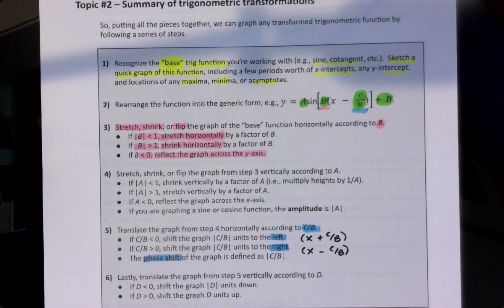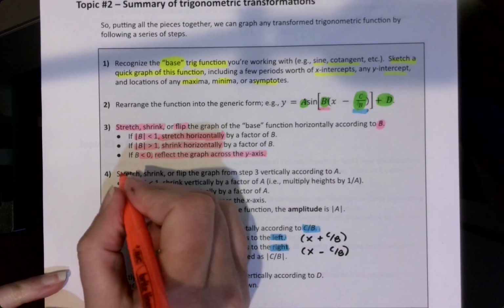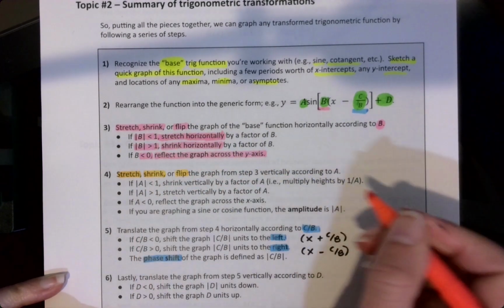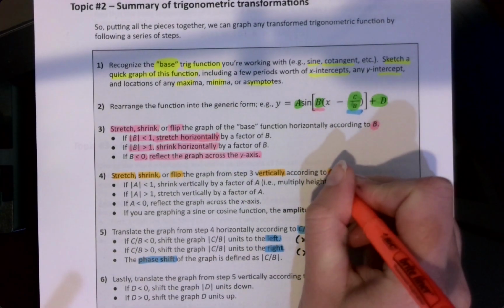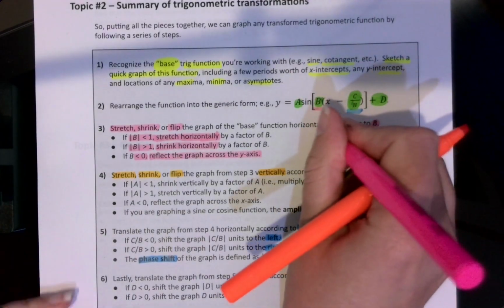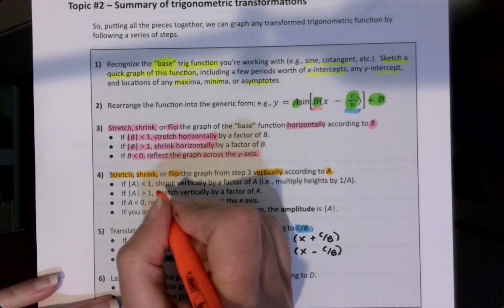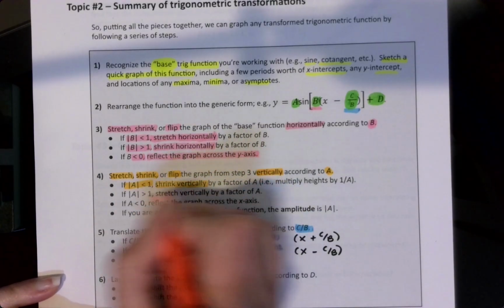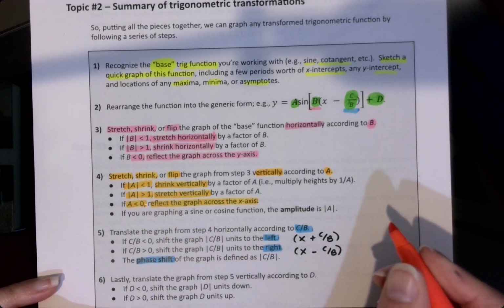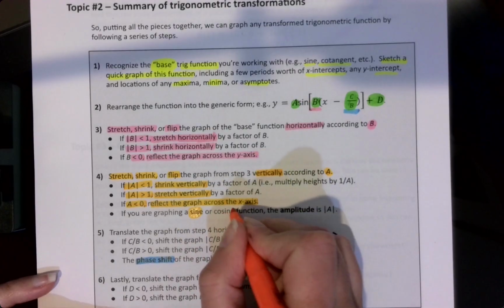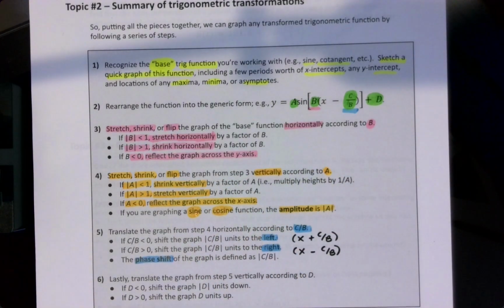And then I would come back and do my A, which is my vertical stretch, shrink, or flip. So this is the vertical stretch according to A. We know that B was the horizontal stretch or shrink. If you've got a small a, you're going to shrink vertically. If you've got a big A, you're going to stretch vertically. If it's less than 0, you're going to reflect across x. And if it's a sine or cosine function, you can use the A value for the amplitude. The tangent, cotangent, cosecant, and secant functions don't have amplitude. They would just, again, have a stretch or shrink factor.